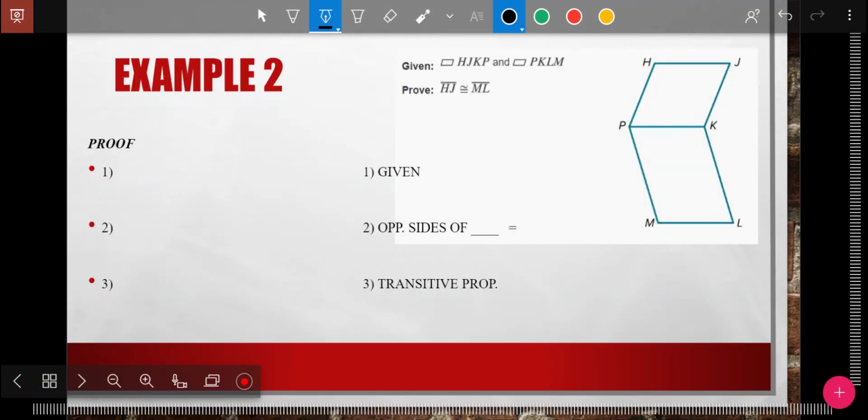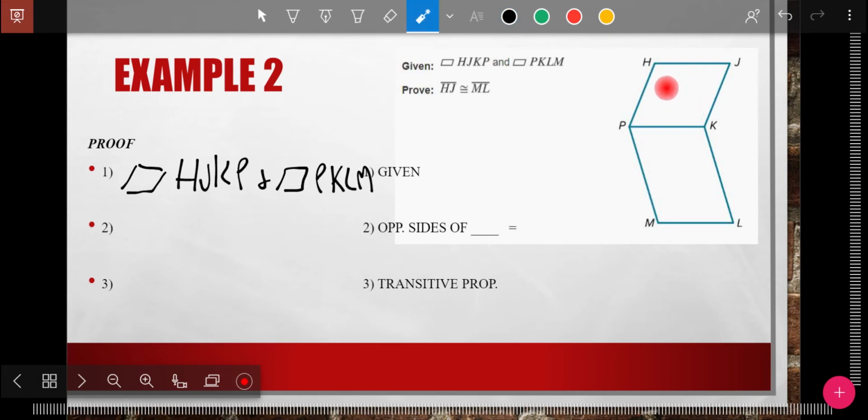This is a proof. I don't know if you're coming from Edgenuity, how many proofs you did. We did some proofs in my class before. The first step of any proof is the given, and so I'm just going to write parallelogram HJKP. So that means the top there is a parallelogram, and parallelogram PKLM. And so both the top and the bottom are parallelograms, which means that all 5 of those rules apply to the top and the bottom.